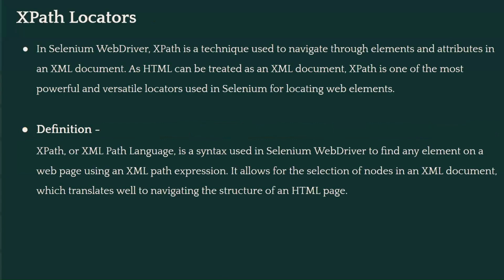First, understand about the XPath, and I'll show you how it is used. It's very simple, the simplest and easiest you'll find. So XPath, or XML Path Language, is used in Selenium WebDriver to find an element on a web page using an XML path expression. So basically the XPath expression is in the form of XML. It allows for the selection of nodes in XML documents, which translates well to navigating the structure of an HTML page. So basically, it's used to navigate the elements.